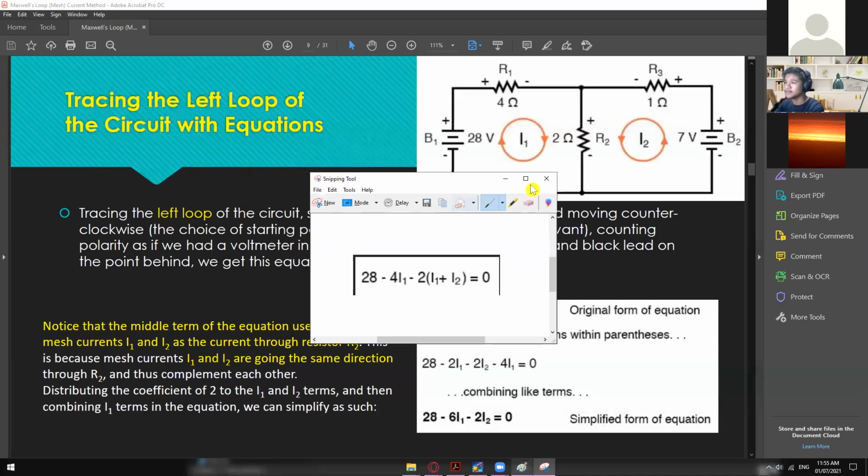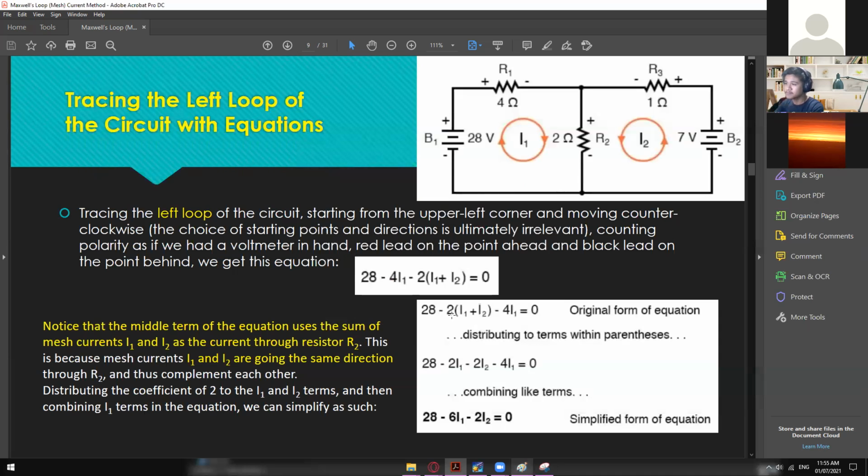After that, you can now distribute this one, negative 2 times I1, negative 2 times I2. Then you will have this equation right here, and you can now add the same units. So we have negative 2 I1 minus 4 I1, so it will become negative 6 I1 and then negative 2 I2. We could say that this is now your final equation when it comes to this loop I1, or mesh I1 right here. So are we clear so far with this simplified form of equation of I1?